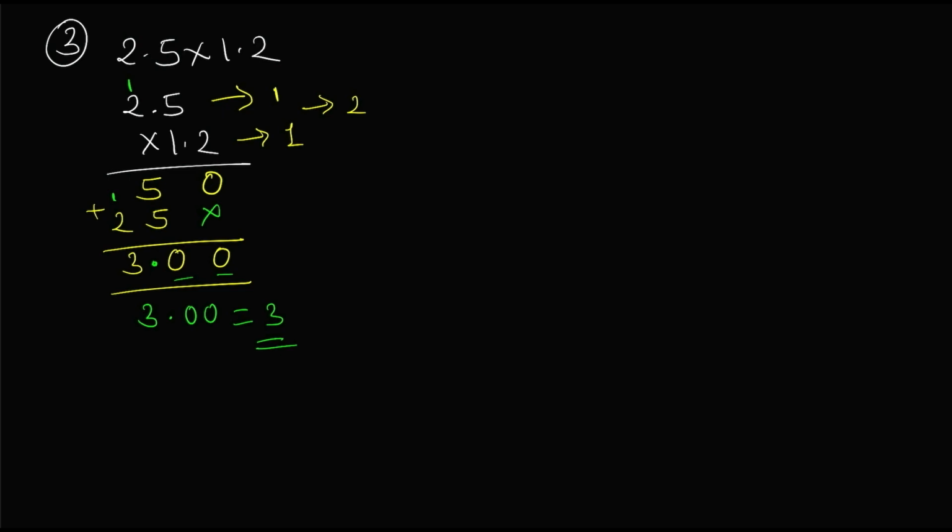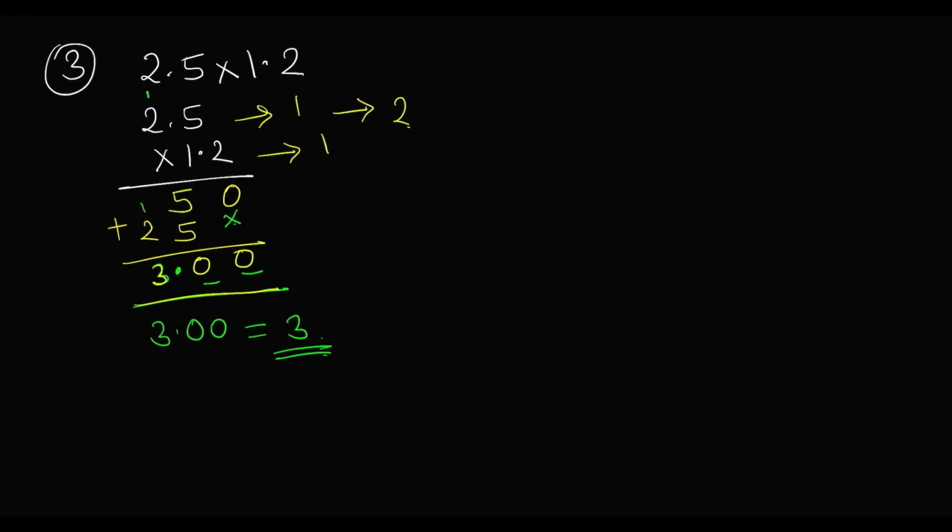Okay, easy. So remember, multiply first and decimal later. Ignore the decimal points and multiply normally. Count the total decimal places and place that many decimals in the answer also. Let's take one more example. I will write 5.2 into 6.1.